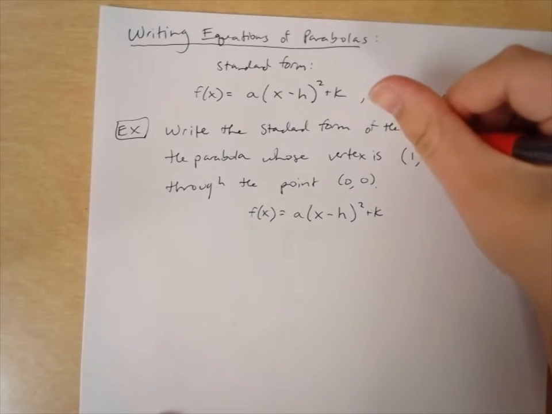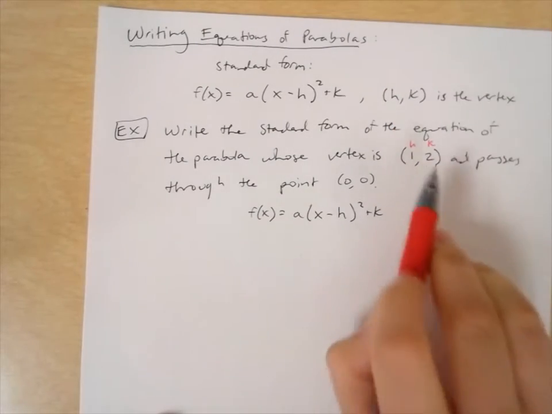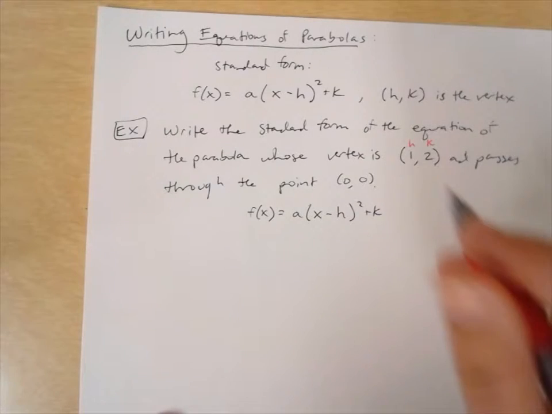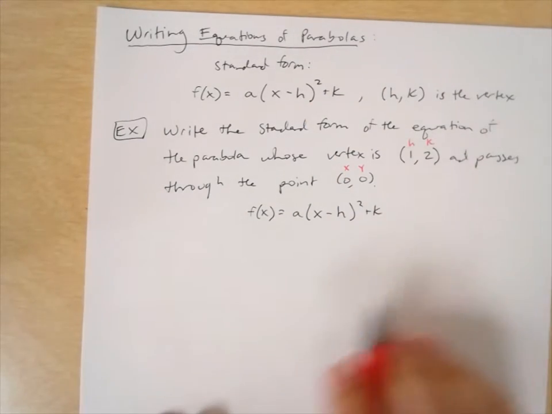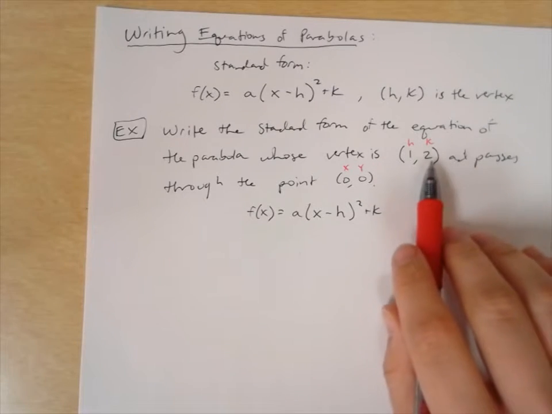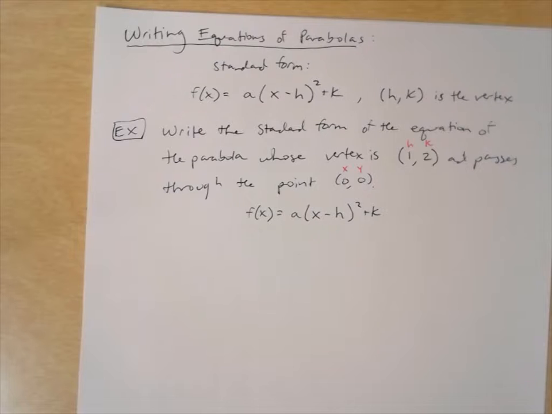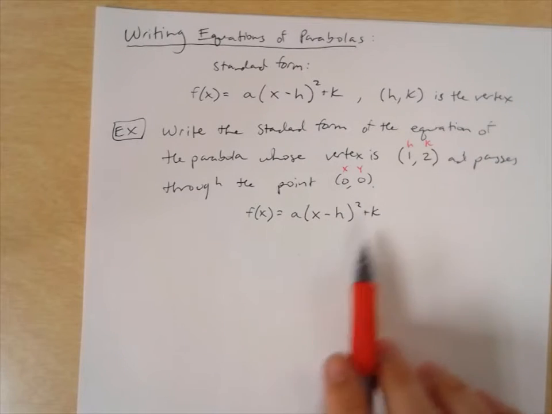They gave us an h and a k. Remember, the vertex comes from h and k. And they gave us an x value and a y value. So we're going to use all of those. First, we're going to use h and k, and then we're going to use our x and y in order to find our a.